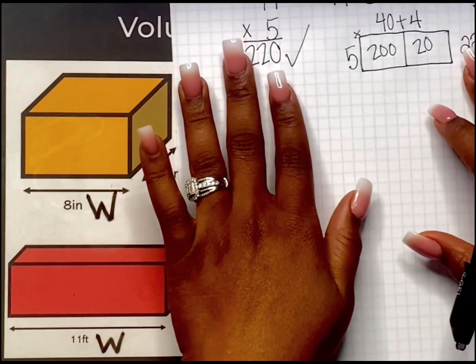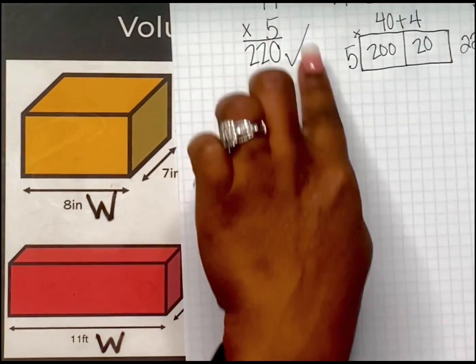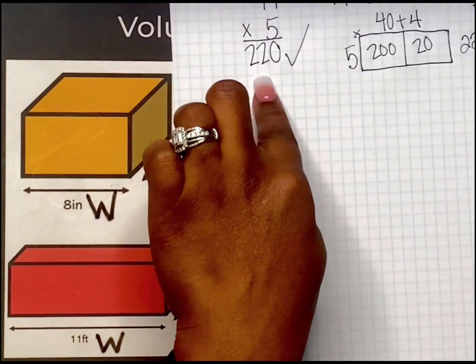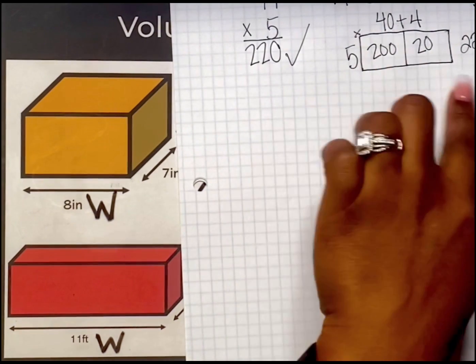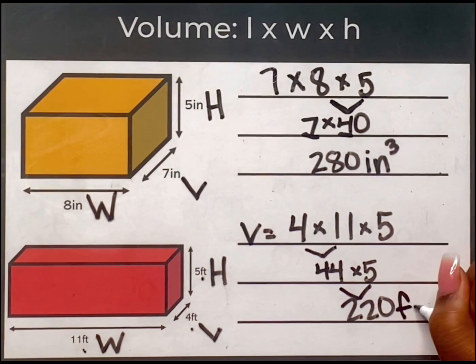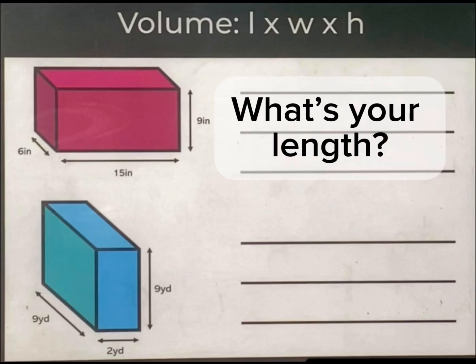Use whichever strategy that you're most successful with. Not what you think is the quickest. If you make simple errors, use the one that you have mastered. 220 what? Feet cubed. Very good. Let's try another one.